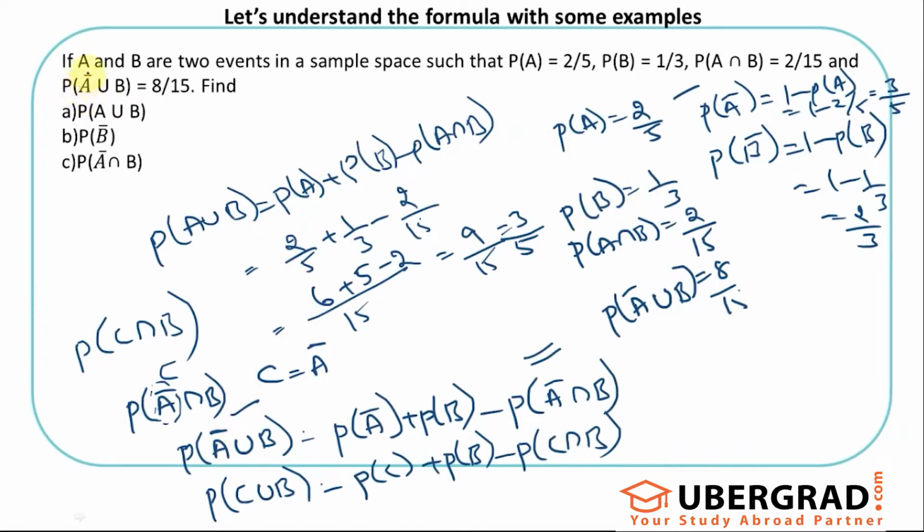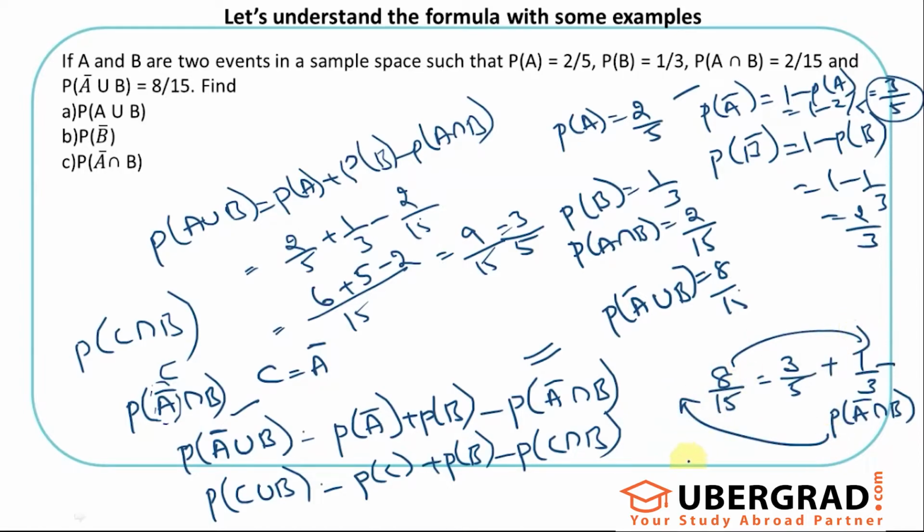They've given us P of A bar union B is 8 by 15. So 8 by 15 is equal to P of A bar, which I've calculated as 3 by 5, plus P of B, which is 1 by 3, minus P of A bar intersection B. This is what I need to calculate. So I get this side and this goes this side. So P of A bar intersection B is 3 by 5 plus 1 by 3 minus 8 by 15, which will come out to be, over 15, 5 3s are, so 9 plus 5 minus 8. So that is basically 6 by 15, which is 2 by 5.